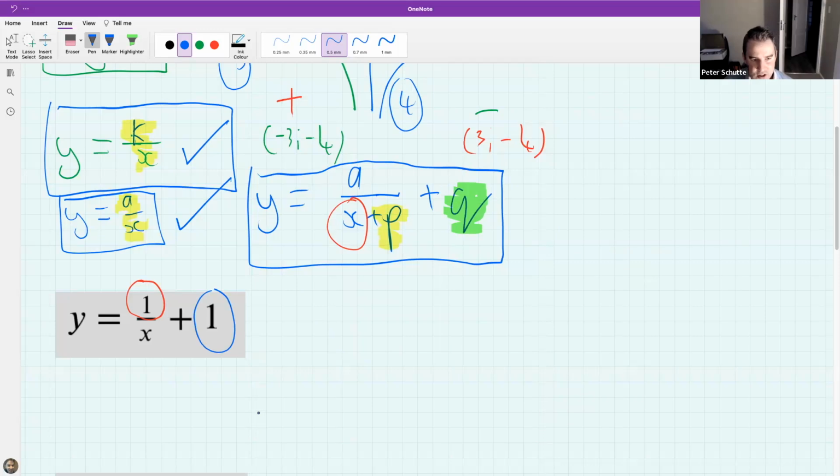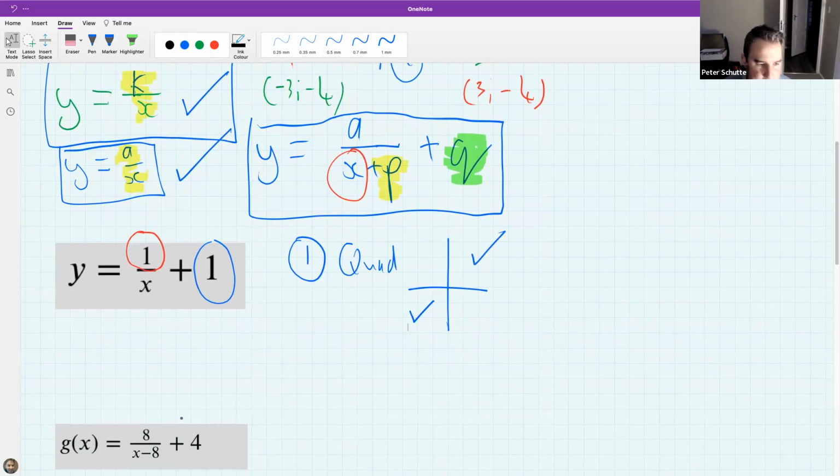Well, the 1 shifts the whole graph up. So in fact, let me go right from the very beginning. I'll show you my 4-step process. What I do is, for step 1, I want to know what are the quadrants that I'm dealing with. And we know it's going to be in this quadrant and that quadrant.